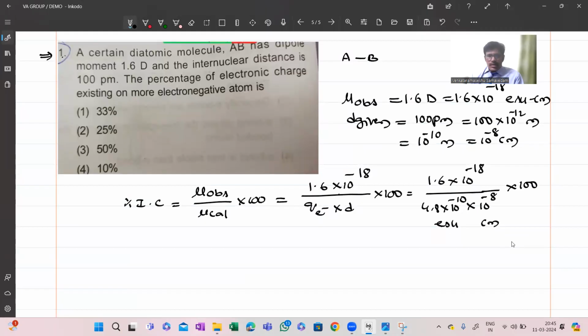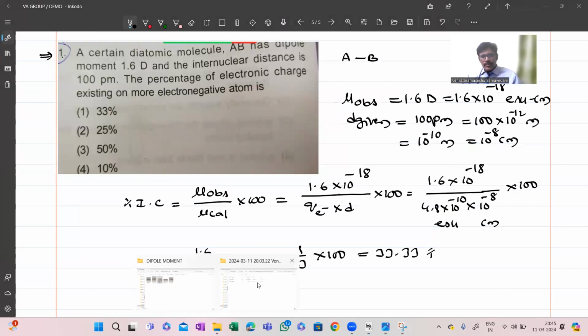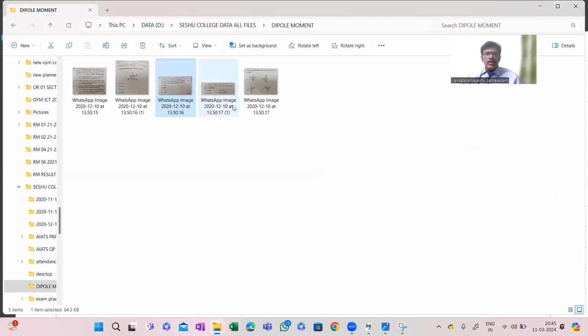Then what you will get, 10 power 18 and 10 power minus 18 will be cancelled. Then 1.6 by 4.8 into 100. That is 1 by 3 into 100, which is about 33.33%. This is the percentage of ionic character. This is one problem I am doing. This is done. Next, I will go to the next problem.